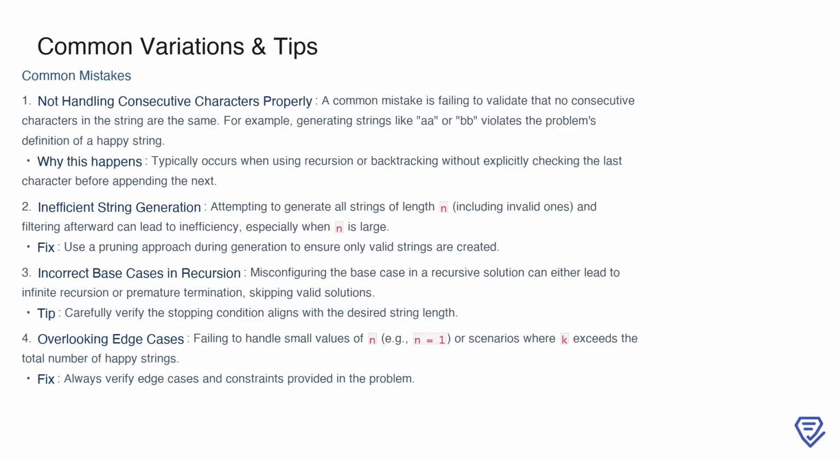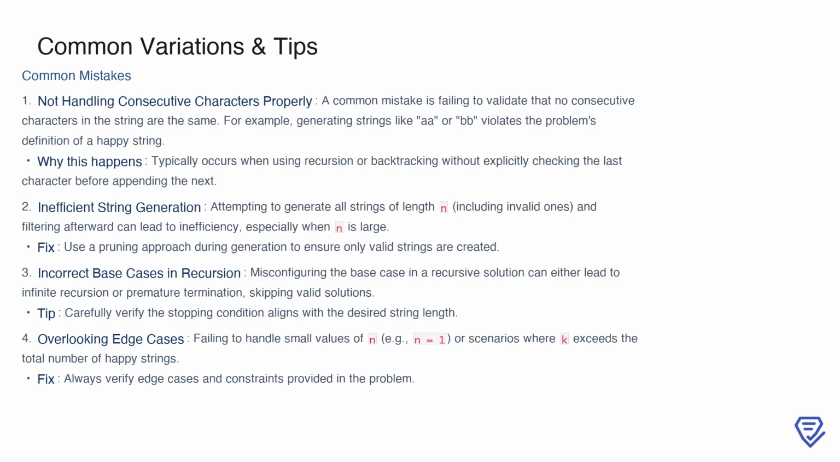Next, inefficient string generation is another pitfall. Generating all possible strings of length n, including invalid ones, and then filtering them is computationally expensive, especially for large values of n. To solve this, adopt a pruning approach to ensure only valid strings are created during the generation process. Another common mistake is having incorrect base cases in recursion. If the base case is misconfigured, it can lead to infinite recursion or terminate too early, skipping valid solutions. Always ensure the stopping condition matches the required string length.